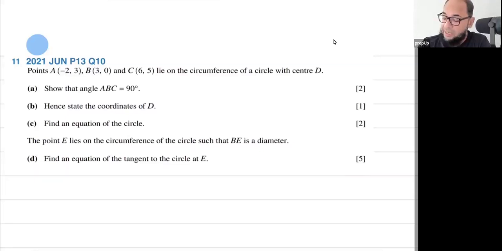Also look at the number of marks that is assigned. 2, 2, 1, 5, 5 plus 5 is 10. 10 marks out of 75. That's a lot and lot of marks. So you have to think very, very carefully.